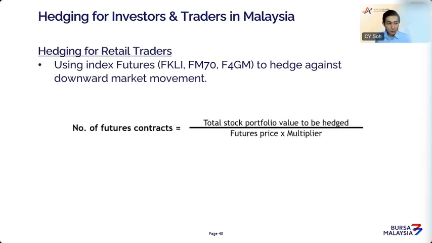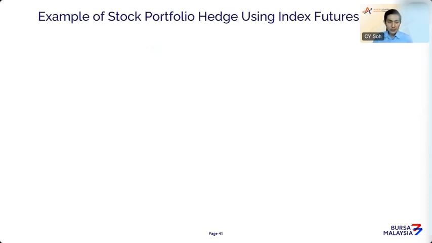This is the formula for calculating the number of futures contracts you need to hedge. The formula is very simple. On the top part, you need to know, at that point in time before you do your hedging, your total stock portfolio value, and then divide it by your futures price times your multiplier. Let us go through a quick example to see how you do your calculation.